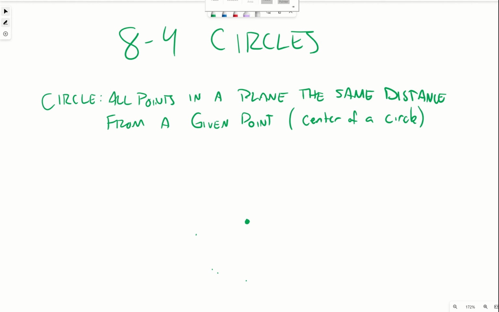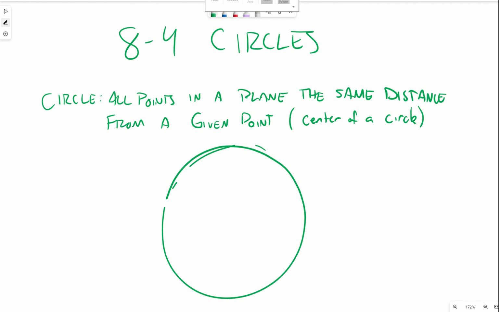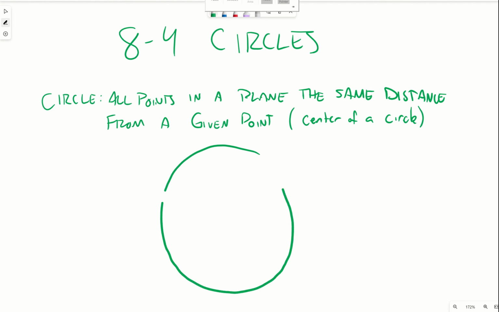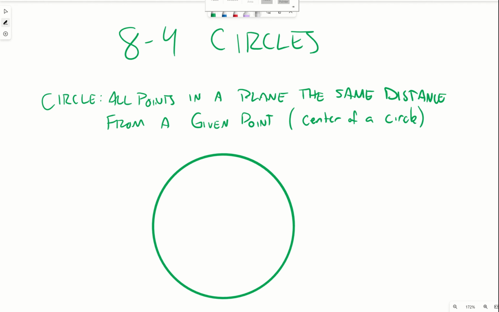I don't know why that's blue for some reason. That was weird. Now, when we see a circle, there's our circle. Oh, man. It's doing that thing where it doesn't want to connect well. Let's try again. There we go. We'll call that good. All right, there's our circle.